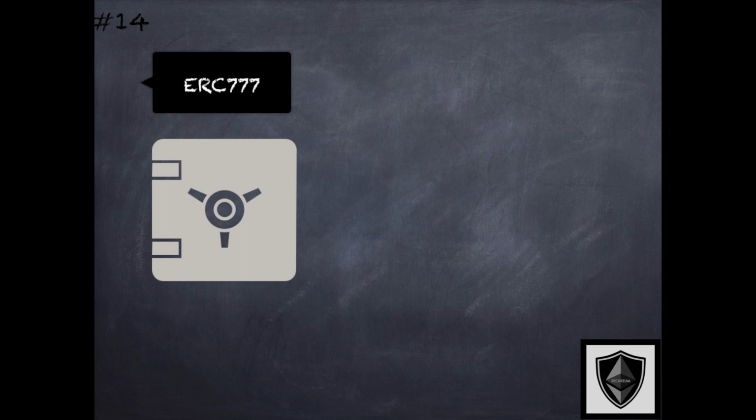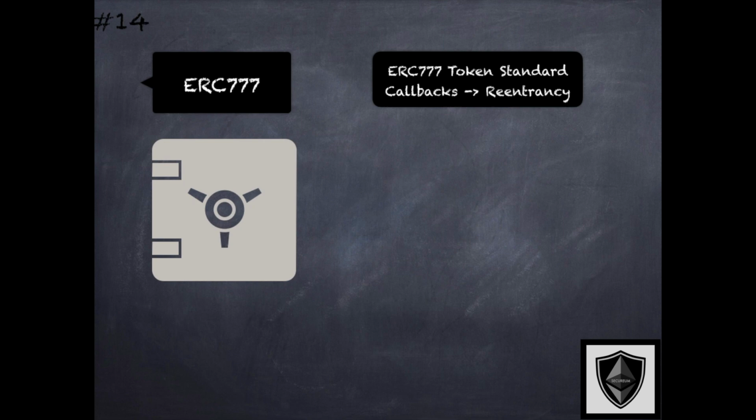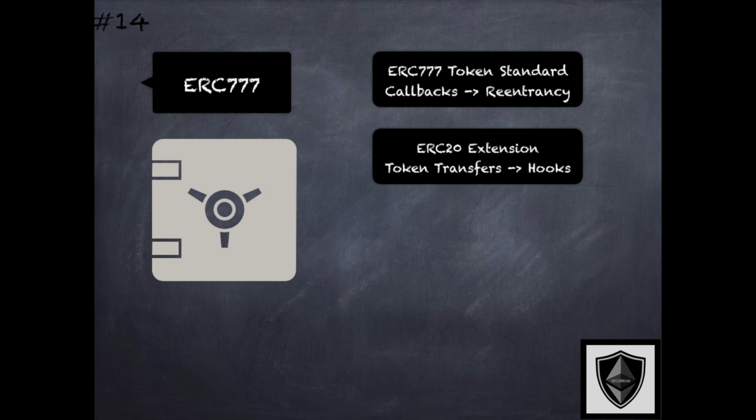This security pitfall is related to the use of the ERC 777 standard and the potential for reentrancy vulnerabilities due to the callbacks it supports. Recall that the ERC 777 standard is considered as an extension to the ERC20 standard. It's considered as making improvements to it, and one such improvement is the notion of hooks that it supports during token transfers.